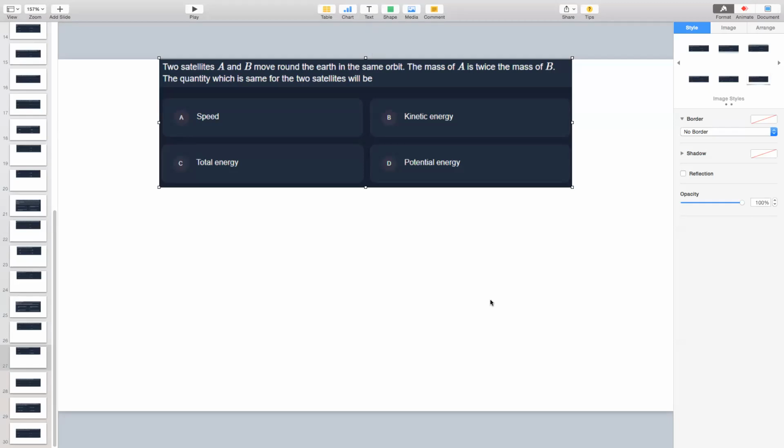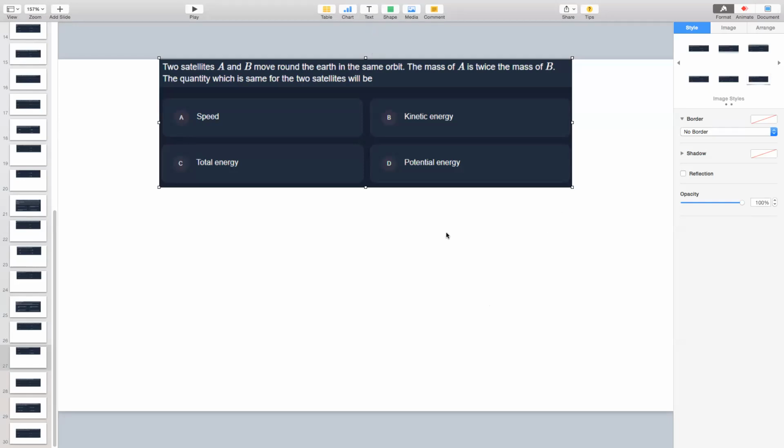Two satellites A and B move around the Earth in the same orbit. The mass of A is twice the mass of B. What is the quantity which is same for the two satellites? This is a very simple question, it seems to be, but so many students make mistakes. Can you guess the answer?